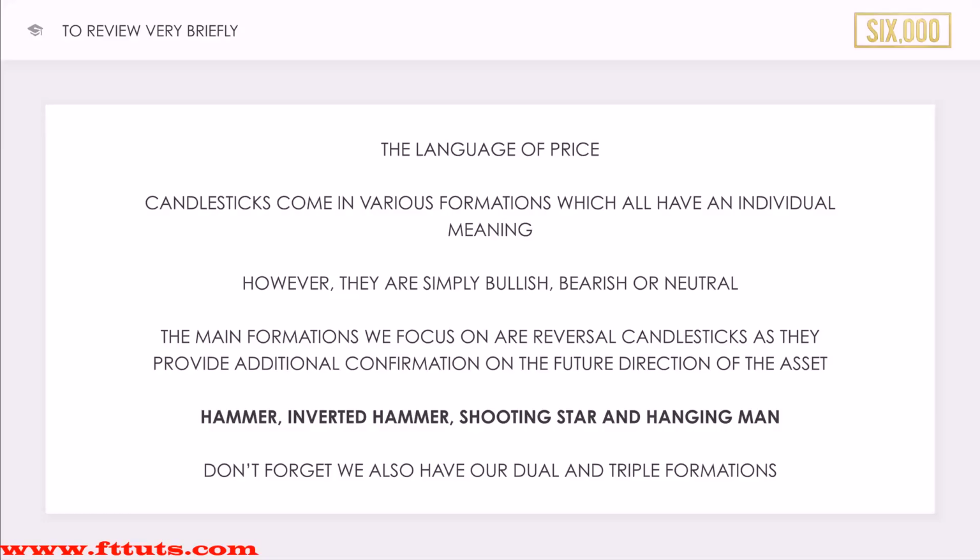We also have the 3 white soldiers, the 3 black crows, and of course we have our spinning tops. We have all of our neutral candlesticks as well. All of this, it all adds up to the bigger picture. But again, you will learn more about this when we get into later modules.